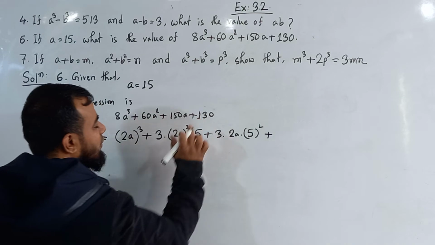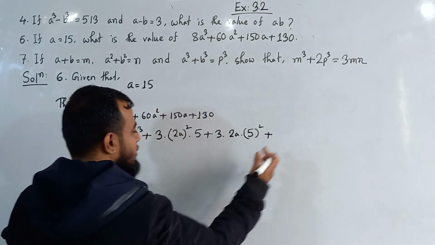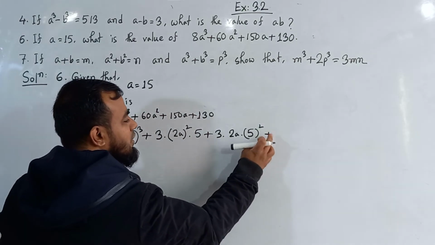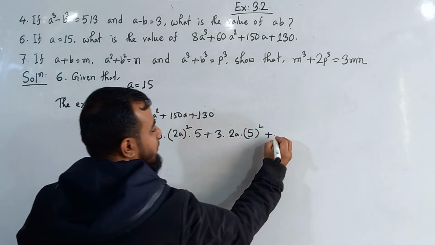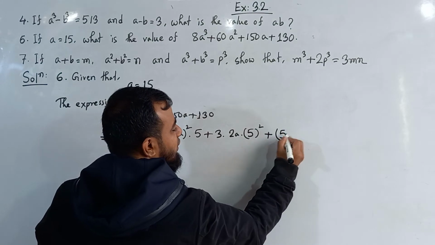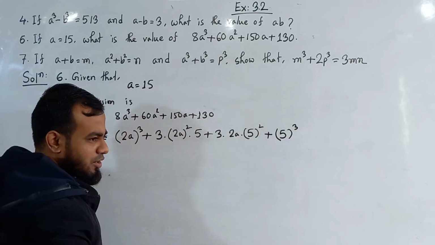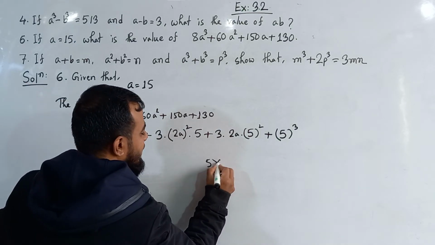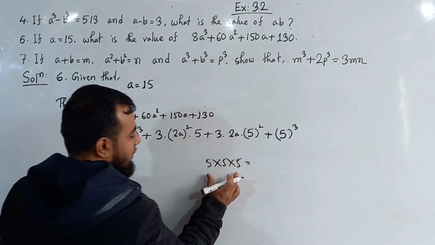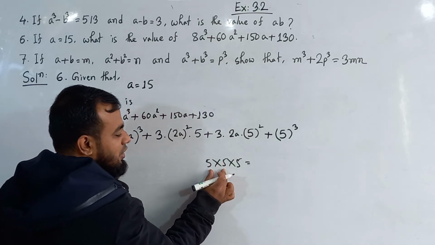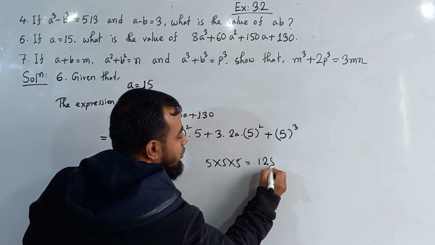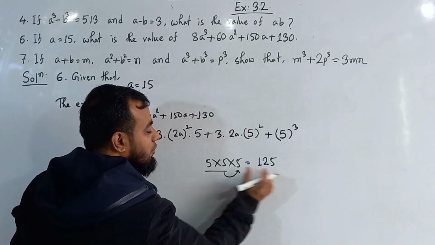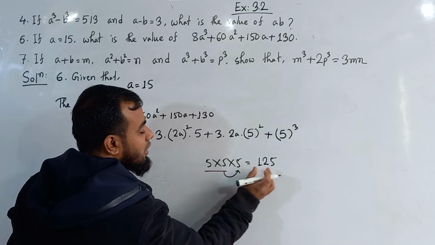Plus sign 130 we have, but we need b cube, because a cube plus thrice a squared b plus 3ab squared plus b cube we need to create the formula. So b cube is 5 cube, nothing else. Now 5 cube equals how much? 5 cube means 5 is multiplied 3 times: 5 multiply 5 multiply 5. 5 multiply 5 is 25. 25 multiply 5 is, sorry, 125. We multiply 25 with 5, we will get 125.